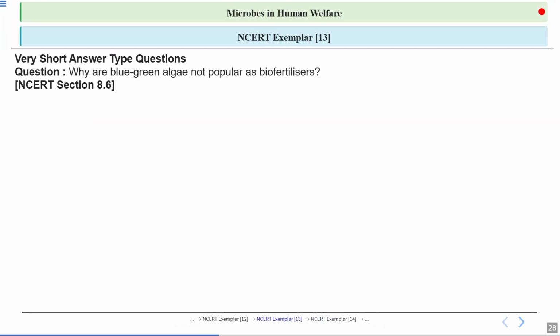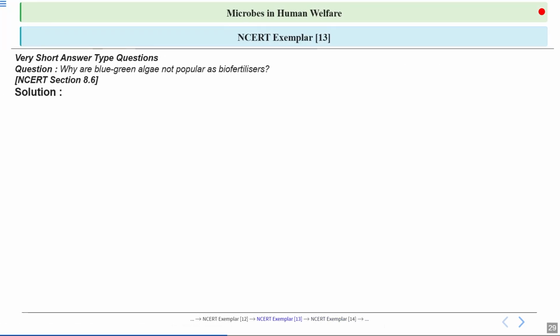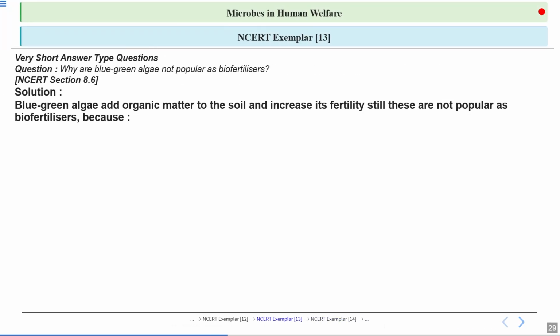Next question, why are blue-green algae not popular as biofertilizers? Okay, so let's have a look at the answer for this question. Okay, so biofertilizers, as we all know, are the living organisms that enhance the soil quality, soil fertility. The blue-green algae add organic matter to the soil and they increase its fertility, but still it is not that much popular as a biofertilizer.